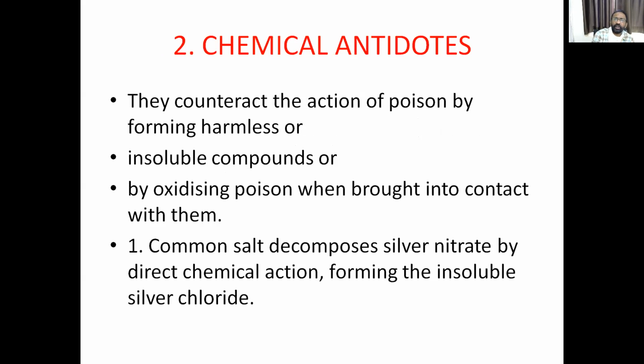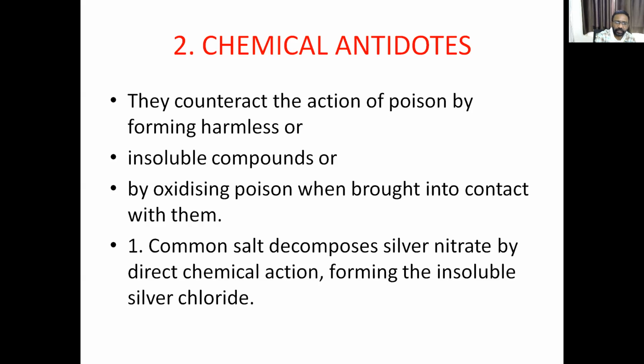Number 2, the second type of antidotes are chemical antidotes. They counteract the action of the poison by forming harmless insoluble compounds, or by oxidizing the poison when they come into contact with it. That means the action of chemical antidotes is that they unite with the poisonous substance and form insoluble compounds, and these insoluble compounds are harmless to the person.